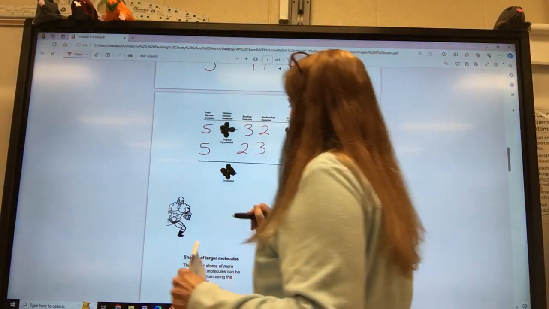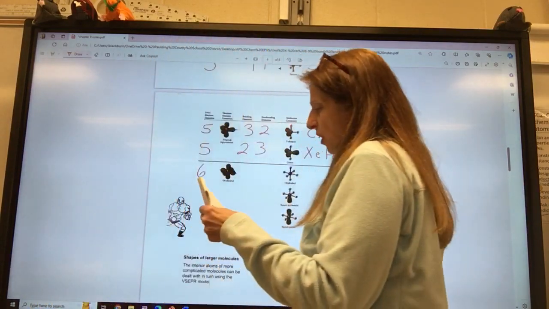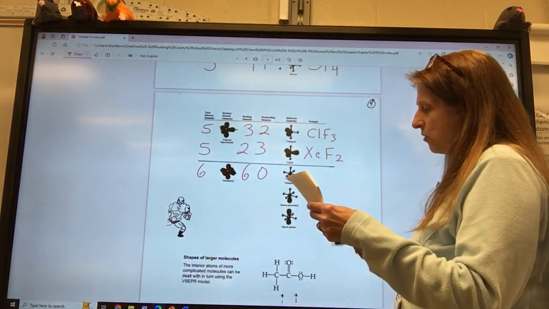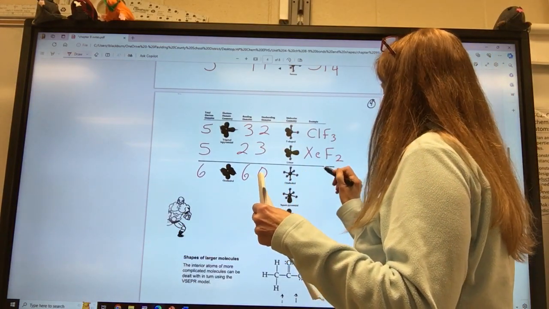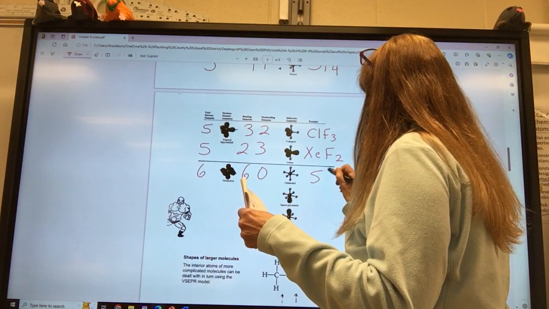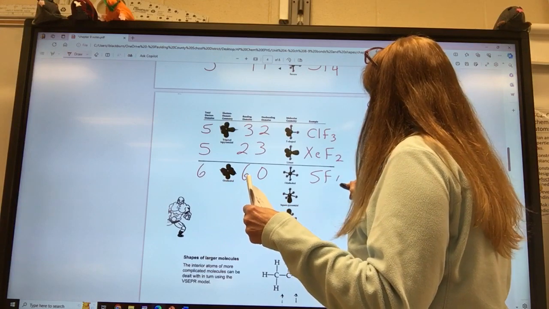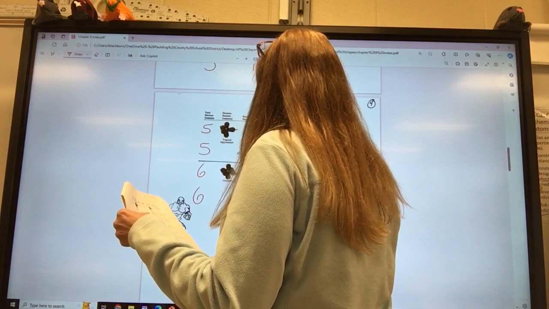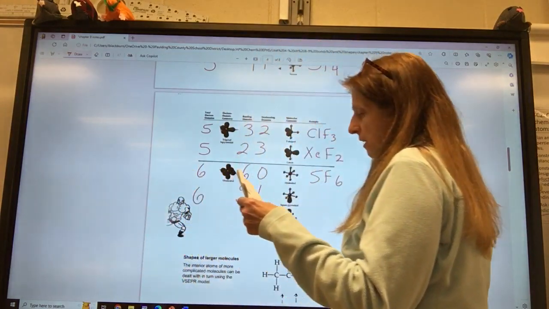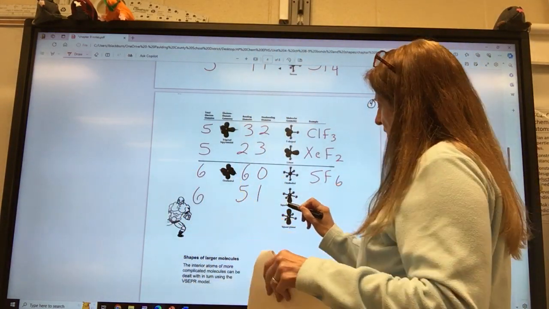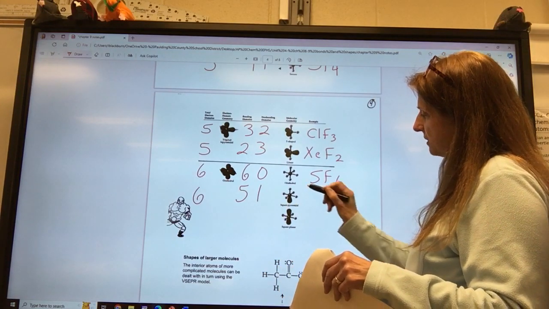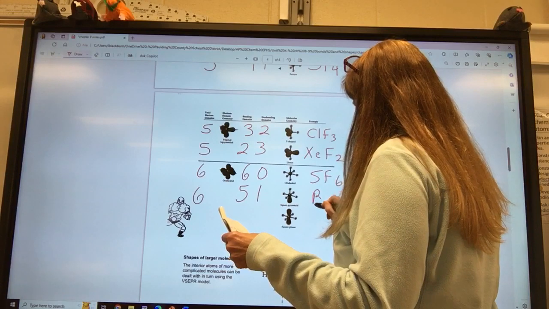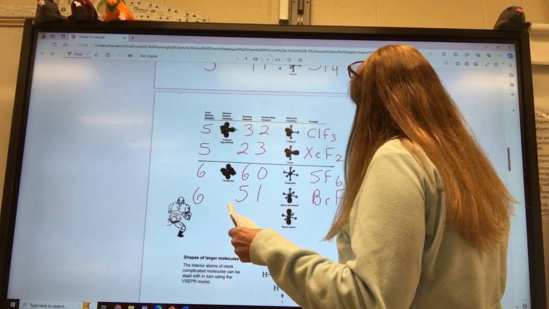Okay. So we could also have 6 domains. 6 could bond, no unshared pair, and you get the octahedron. Octahedron. I have to say it slow, get all the syllables in there. So there's our example molecule. We could have 6, 5 could bond and 1 not bond. And then it is a square pyramid. It's like a square pyramid base with 1 going up top. Our example is BrF5.